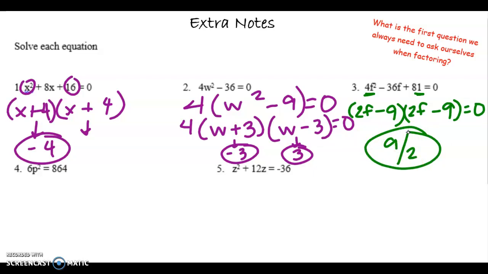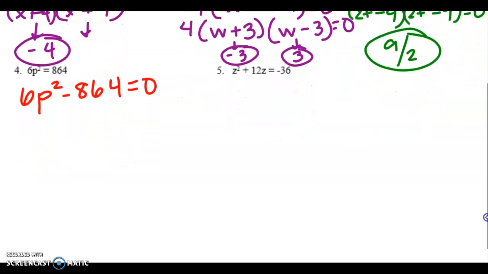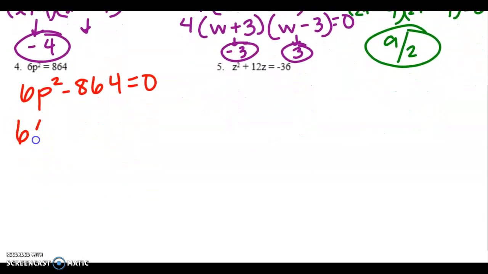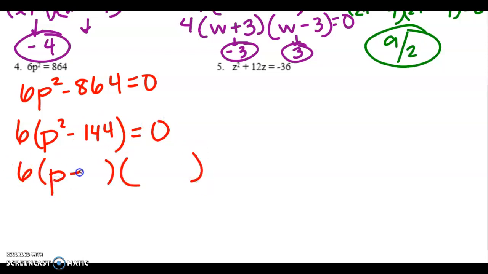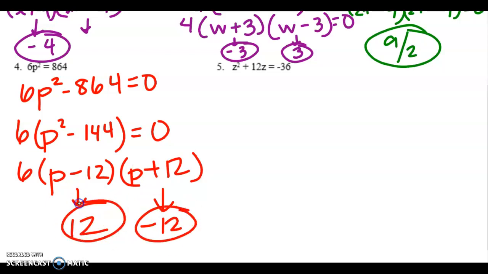All right, moving on. We're going to take number 4, and it's going to be 6p squared minus 864 equals 0. Now, that's a big number. Use your calculator, ladies and gents. I'm going to assume that a 6 is going to come out. And guess what? It does. If I divide 864 by 6, it gives me a negative 144, which is a perfect square. Imagine that. All right. So I've got p minus 12 and p plus 12, which gives me answers of 12 and a negative 12. Fabuloso.